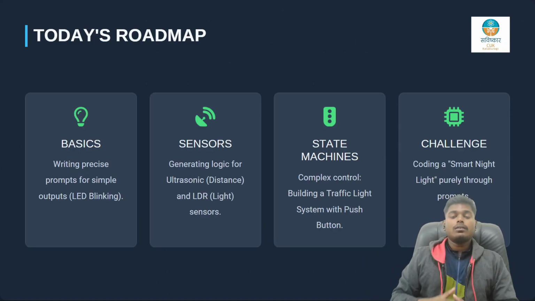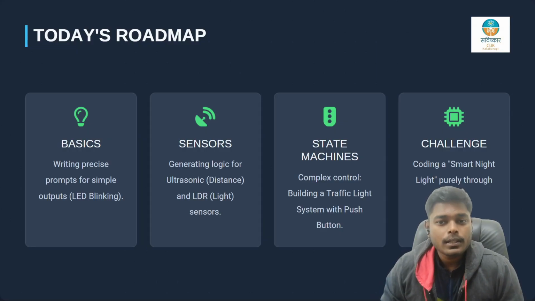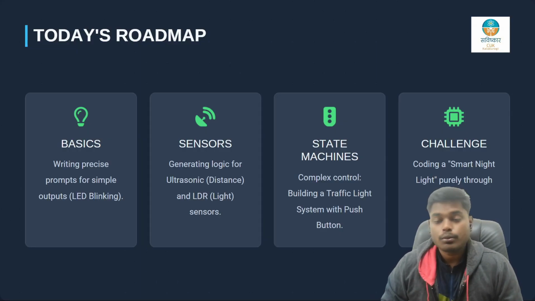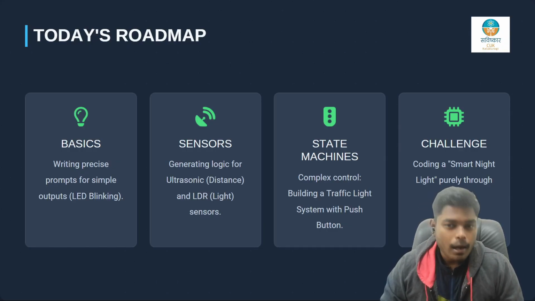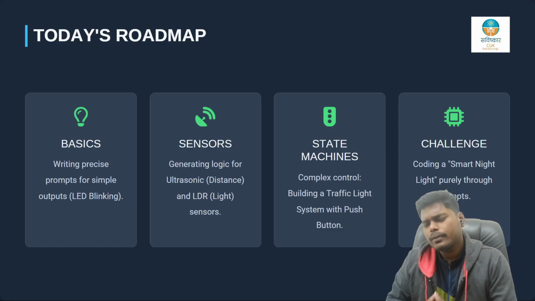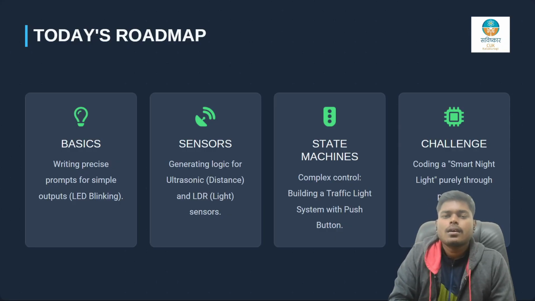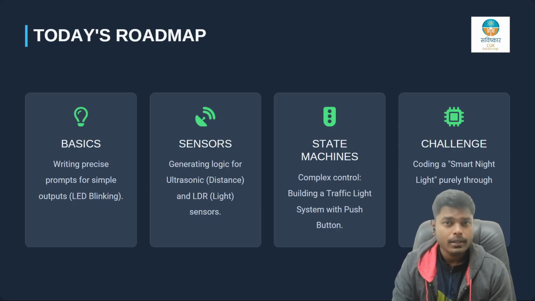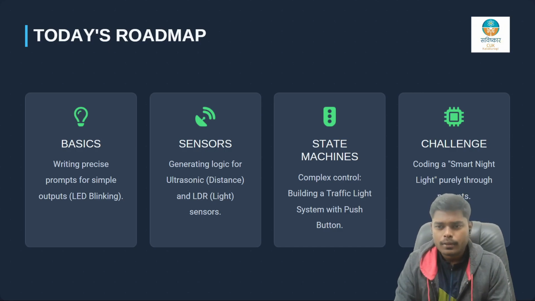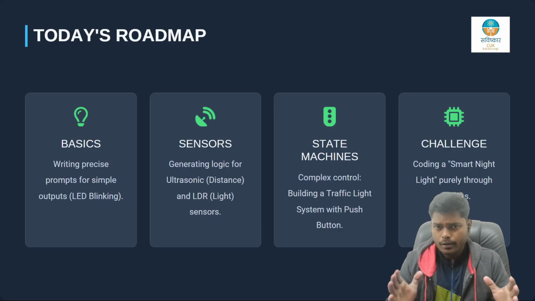So if we talk about basics, first we will be learning how to write precise prompts for simple outputs, right? For example, like blinking an LED. So how we can write a precise prompt so that our ChatGPT, Gemini, whatever AI we are using, will give us the proper output of it.